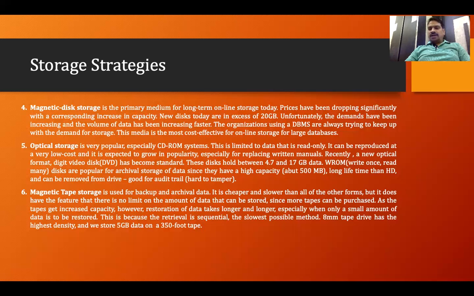Next is the magnetic tape storage. I think you all know the meaning of magnetic tape, right? Magnetic tape is nothing but the cheapest, slowest form of storage.